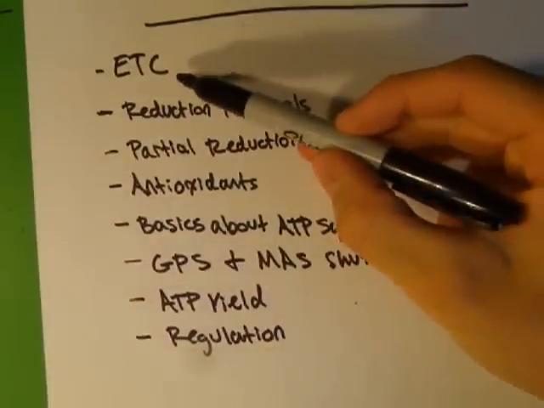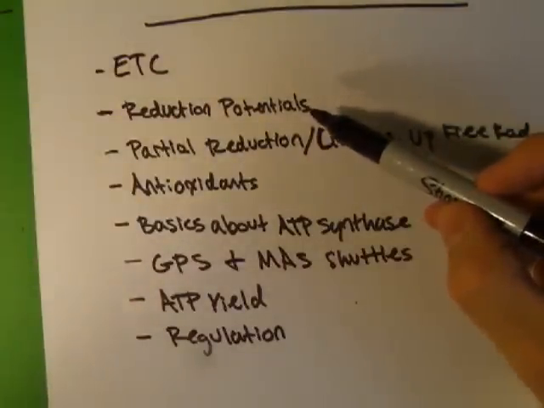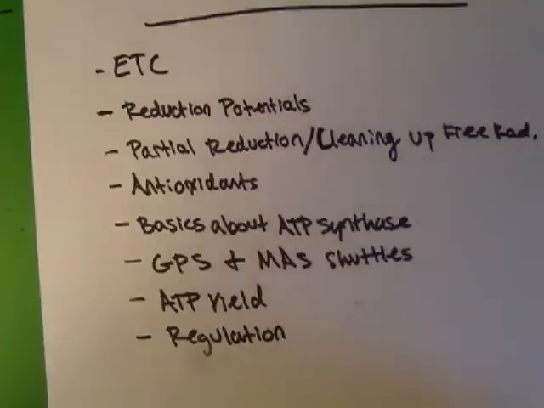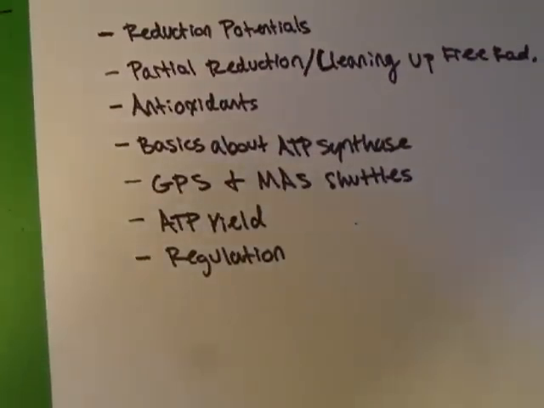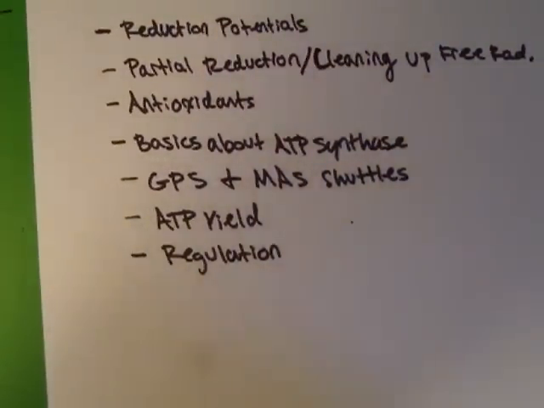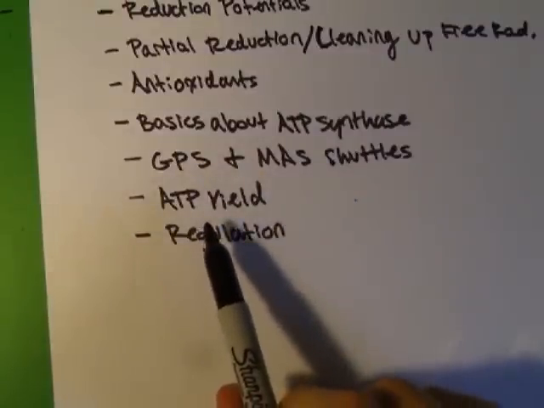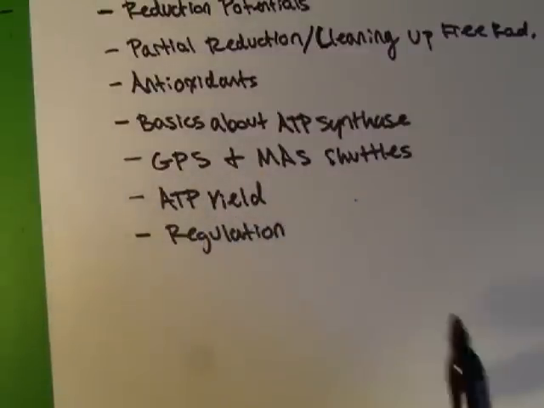So we're going to talk about the electron transport chain, reduction potentials, partial reduction and cleaning up the free radicals, antioxidants, the basics about ATP synthase, not very much about it, GPS and MAS shuttles, total ATP yields, and of course regulation.